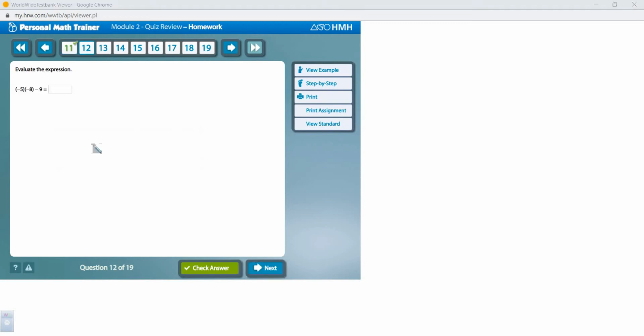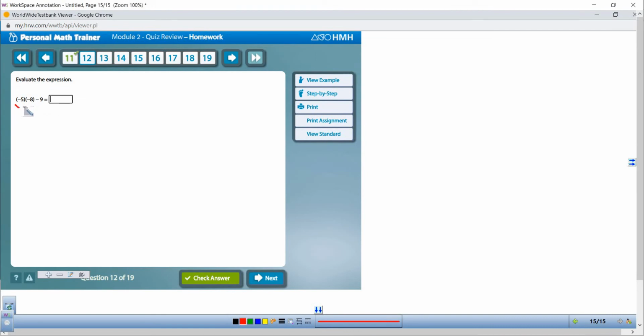Okay, again, right here, I've got this multiplication that I need to do first. A negative times a negative is going to be a positive, right? 5 times 8 is 40. So I did the multiplication, then I'm going to subtract. 40 take away 9. All right, we could just do this like the good old days. 40 minus 9 is going to be what? 31.